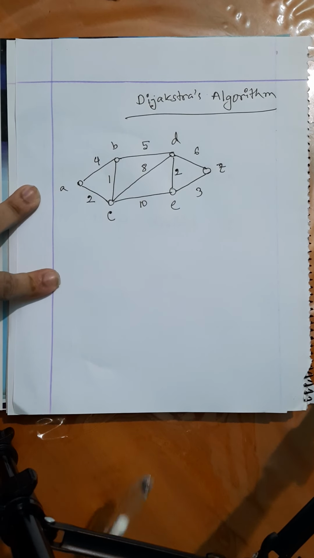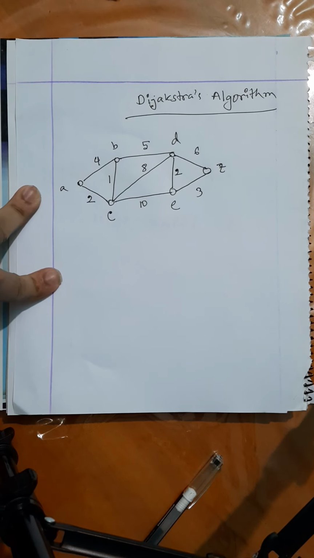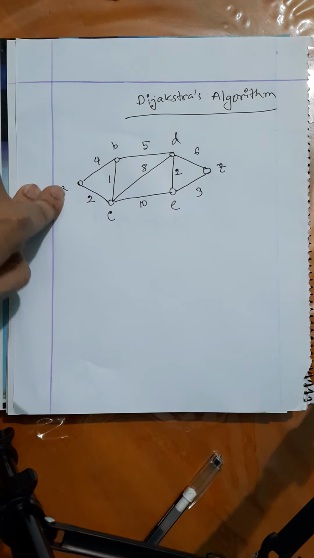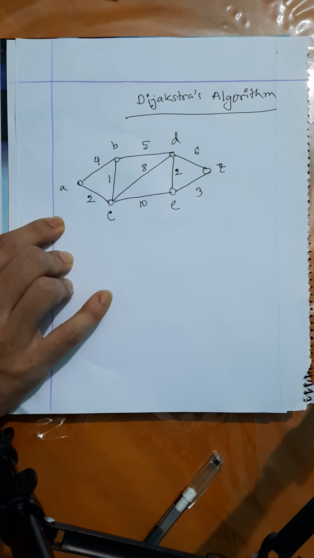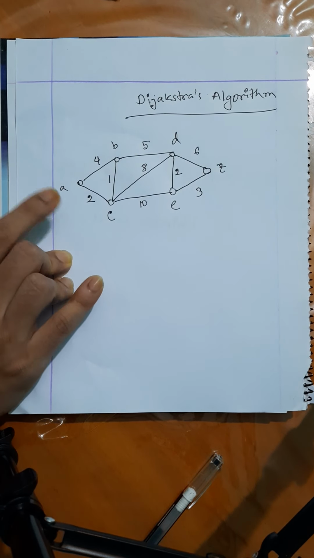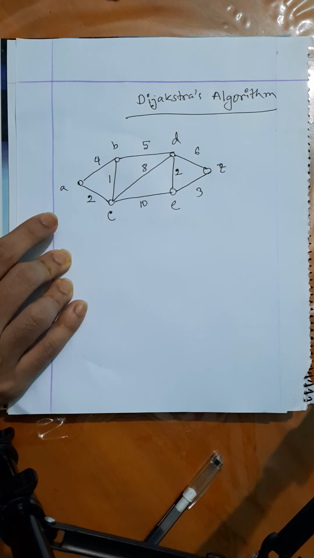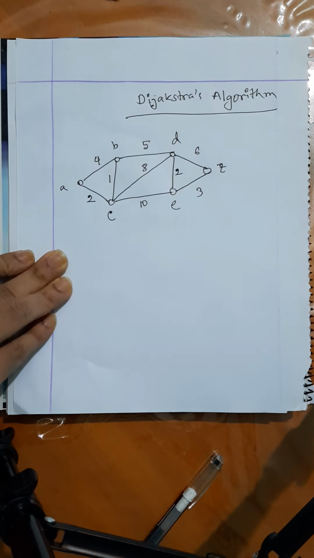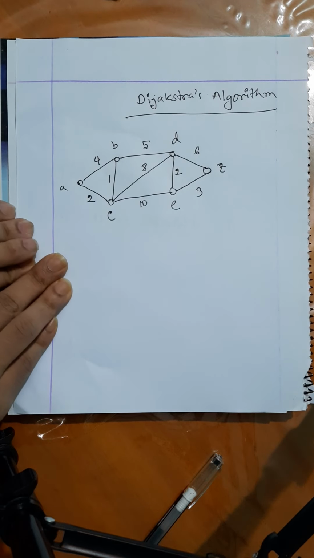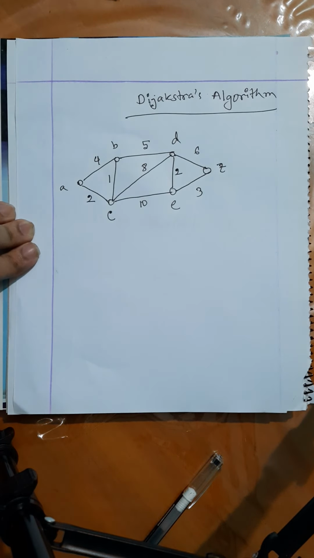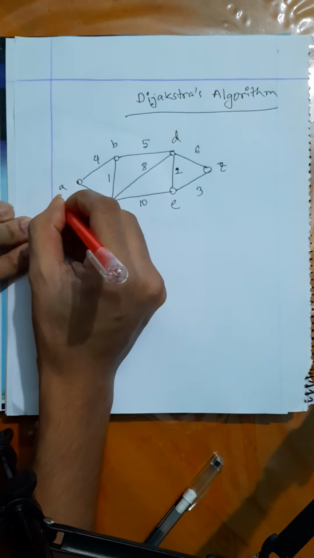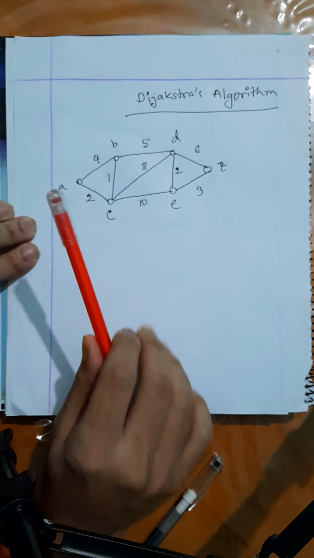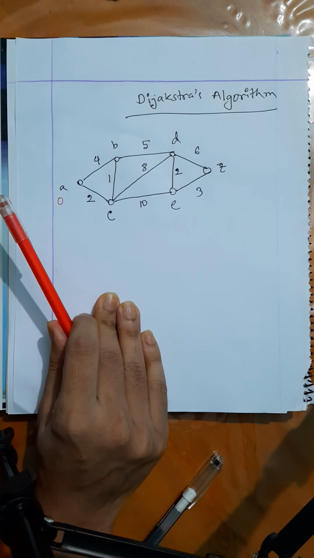Dijkstra is a single source shortest path algorithm, so we'll have to fix our source here. Let's say our source is A. We'll try to calculate all the shortest paths from A to every other node. The first step is we have to initialize a distance value to all the nodes. So what is our source here? A. So the distance value of A will be 0, because we are calculating the distance from the source. The distance from the source, which is A, to A is going to be 0, obviously.